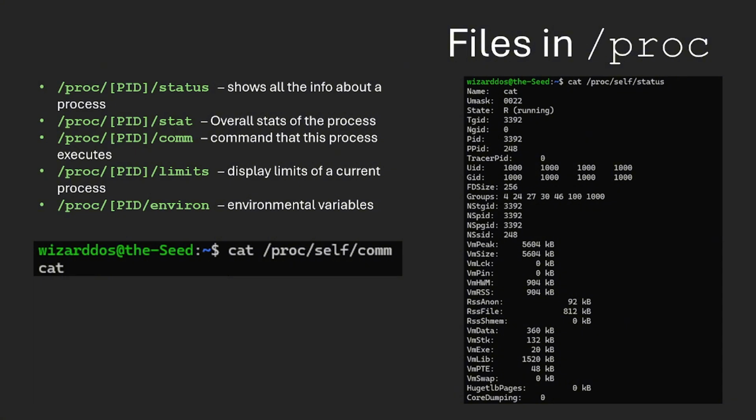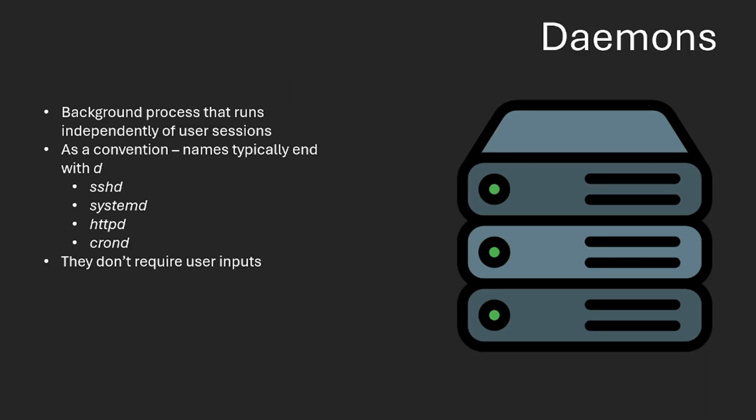It's a file that stores all the environmental variables that this process can access. Right now, there's only one thing left, and I want you to know it because it's a typical Linux terminology. I'm talking about daemons, background processes that run independently of user sessions. You'll find them on most Linux servers, scheduled tasks, or overall things that will run for a longer period of time.